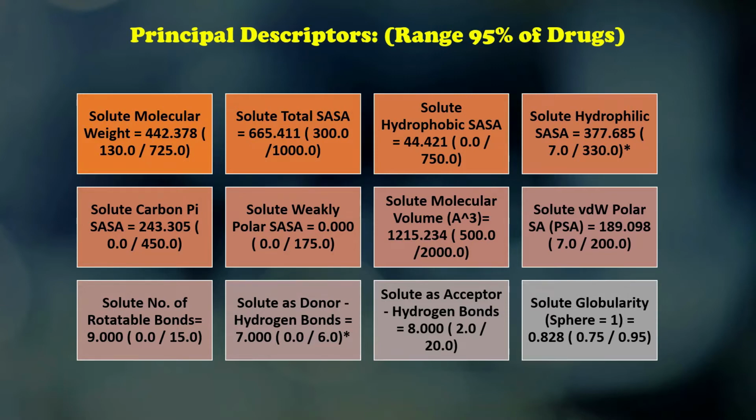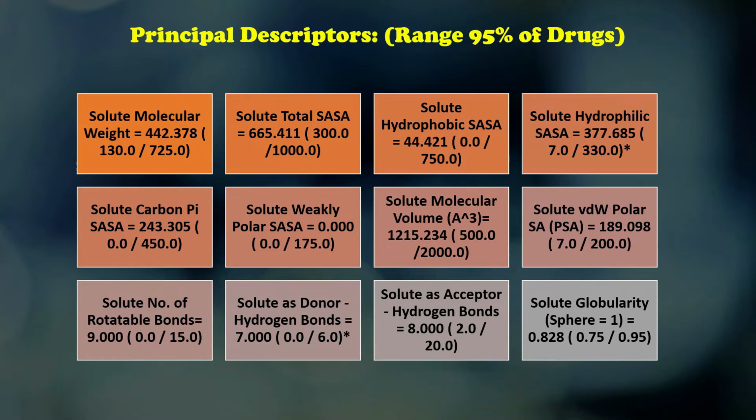So in this parenthesis, you will see that there is a range. It says, for example, for the molecular weight, it says 130 to 725. So this is the data of approximately 95% of the drugs which were studied. So this is sort of the general data we have. So where does your drug stand while the data ranges from 130 to 725?